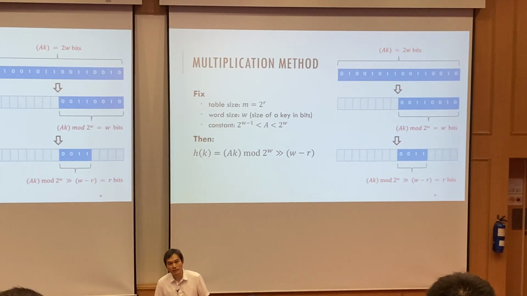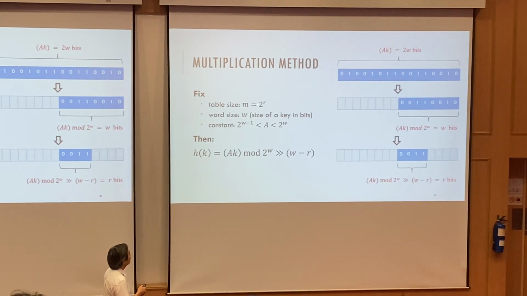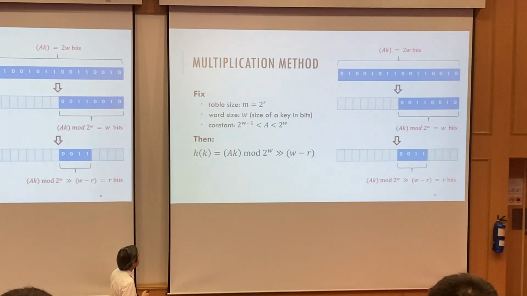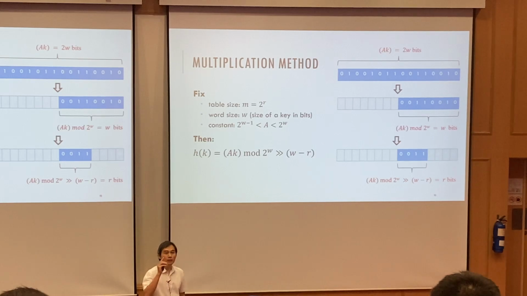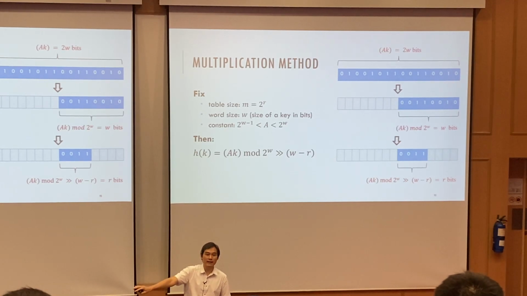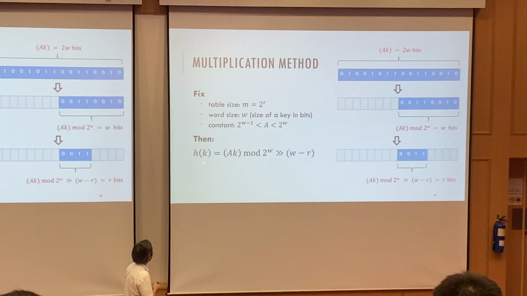Now let's look at the multiplication method. This slide tended to confuse people, so maybe I'll go through it a bit slowly. What you're going to do is fix a table size to be n equals 2 to the power of r. You pick what r is. The word size w is the size of the key in bits. You pick some constant a, which is larger than 2^(w-1); this is the lower bound, and this is the upper bound, it's less than 2^w. Once you pick these things, all you need to do is compute the hash.